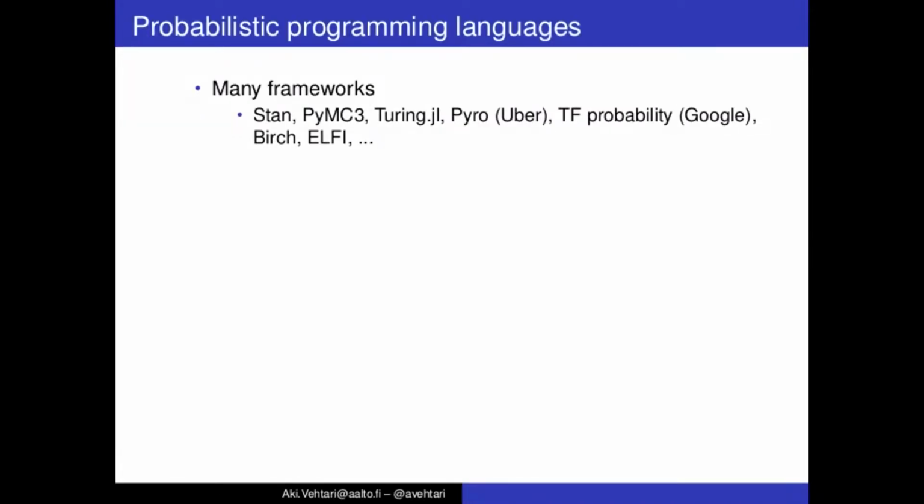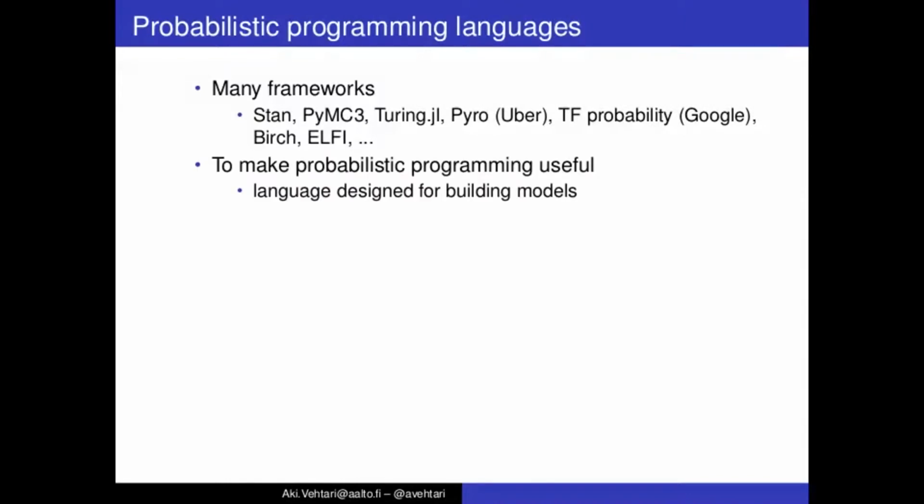There are many other probabilistic programming frameworks and languages like PyMC3, Turing.jl, Pyro by Uber, TensorFlow Probability by Google, Birch, Edward, and so on. In all of these, what makes it specifically something called probabilistic programming? We need to have a language which is defined for building probabilistic models. Inference has to be as automatic as possible. We don't want to manually code the inference for every model.